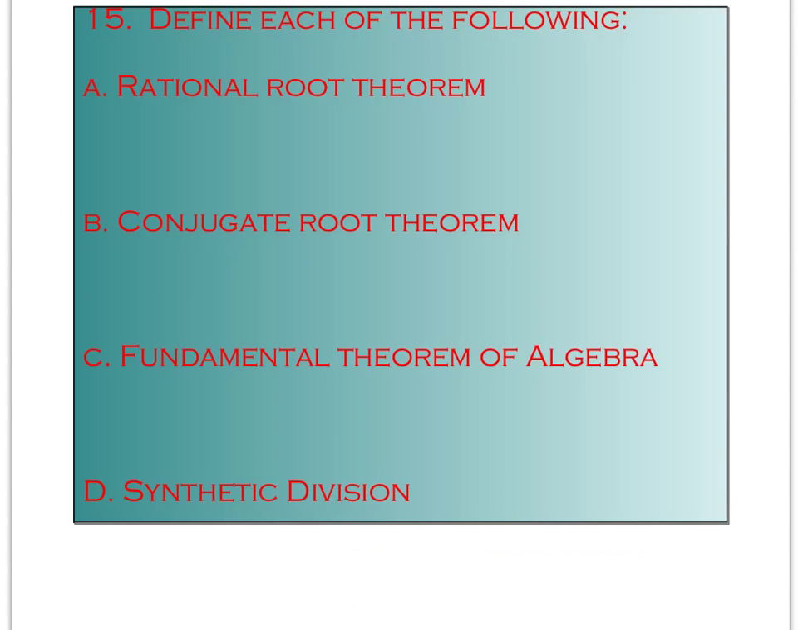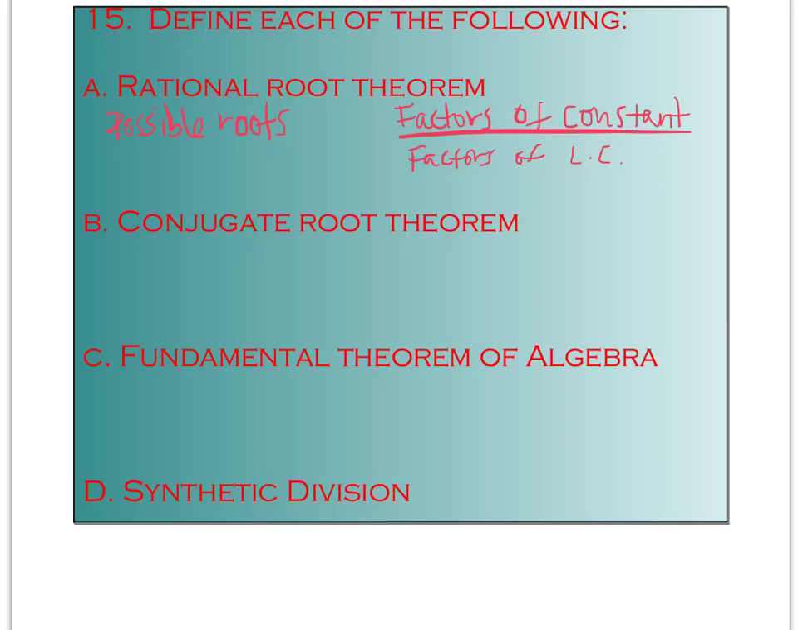So for our definitions, we're going to talk about how we use them in this class. And for the first one, rational root theorem, that's to find the possible roots. So we use the rational root theorem to find our possible roots by taking factors of our constant, dividing that by factors of our lead coefficient. That's the theorem that allows us to do that whole process.